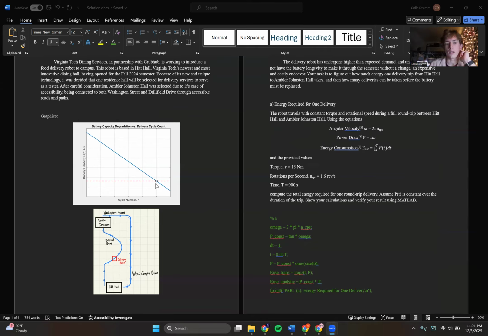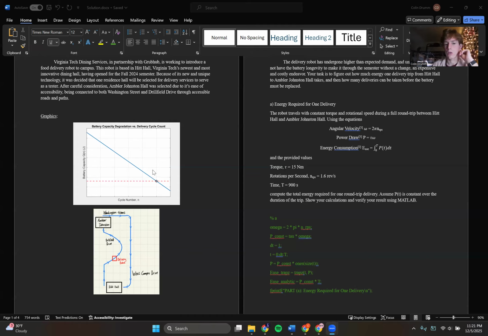Okay, so the two graphics that I have here: one is the battery capacity over the cycle number. The whole idea is that this red dashed line is an arbitrarily set value for the amount of capacity the battery has left. As the battery cycles from full to depleted, the capacity slowly gets lower until it crosses this threshold, at which point it would need to be replaced.